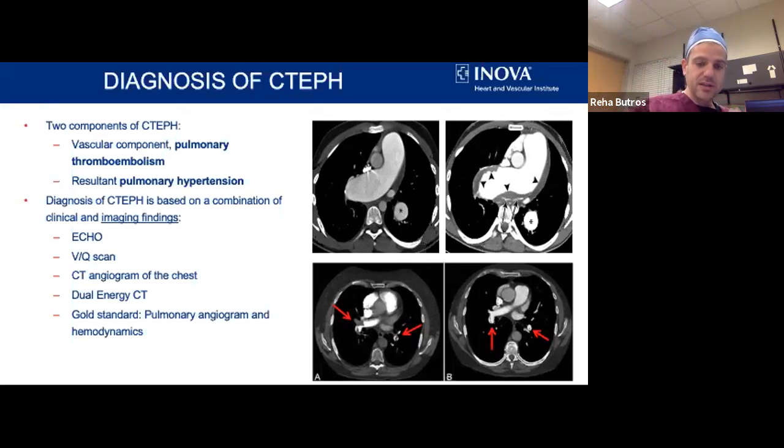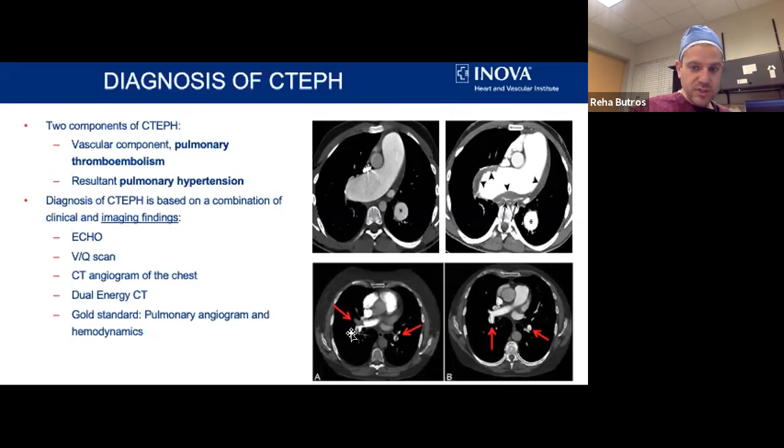But the gold standard is right heart catheterization, getting hemodynamic pressure across the heart chambers, along with selective pulmonary angiogram. In this image, for example, the pulmonary artery is huge when you compare it to the adjacent aorta. That shows you that there's pulmonary hypertension. And you can see here, the clot is more peripheral. It's not in the center, like where you see in the saddle embolus. It's more peripheral, and there's even some calcium in that clot. So this shows you that this is chronic PE.